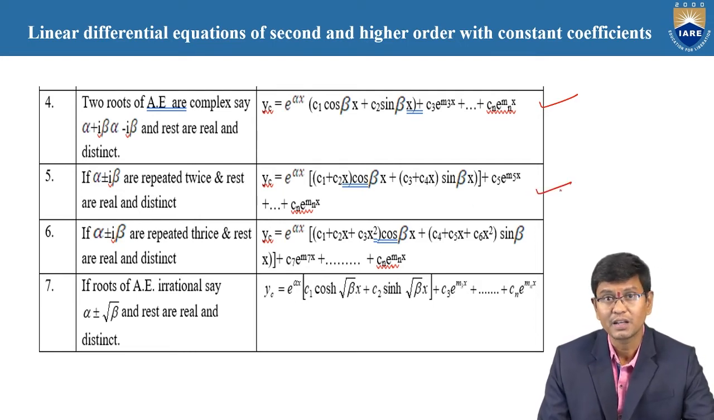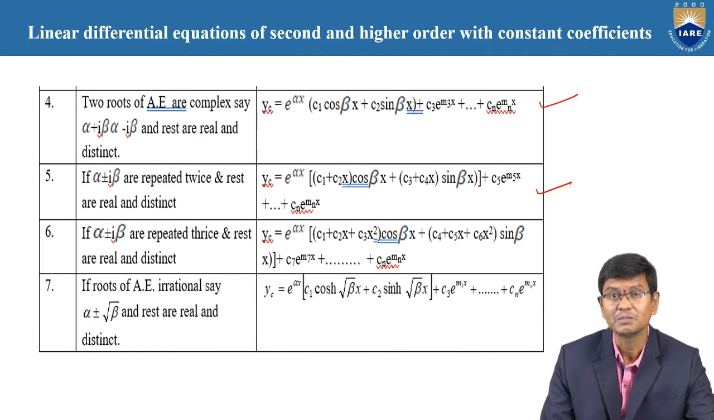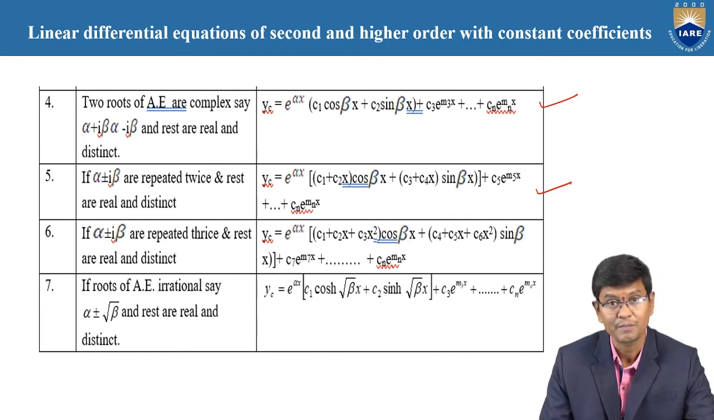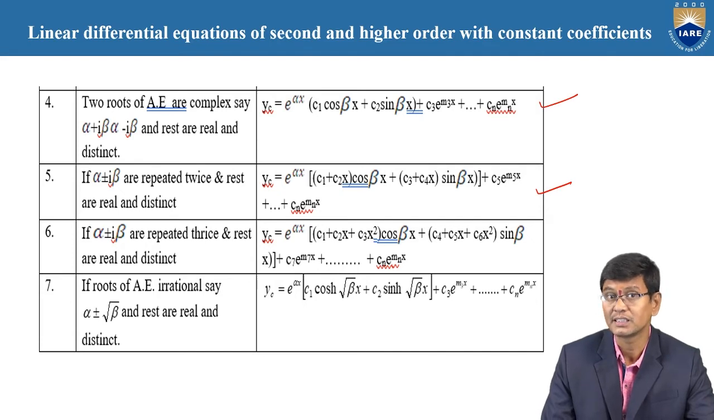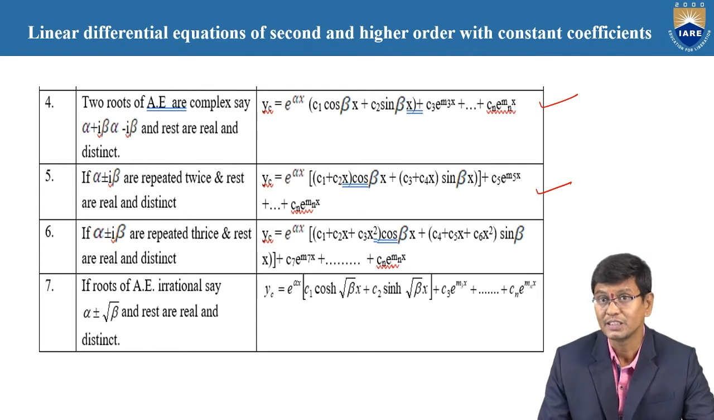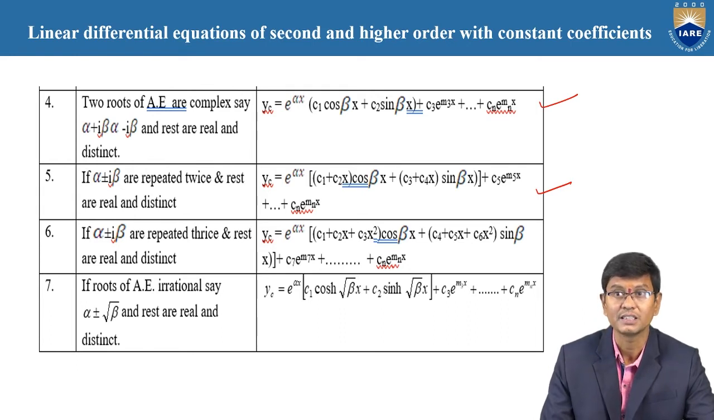Similarly, if the complex roots are repeated three times and the rest of the values are different, then with the help of the real part, yc = e^(alpha x) [(c1 + c2 x + c3 x^2) cos beta x + (c4 + c5 x + c6 x^2) sin beta x] + c7 e^(m7 x) + ... + cn e^(mn x).